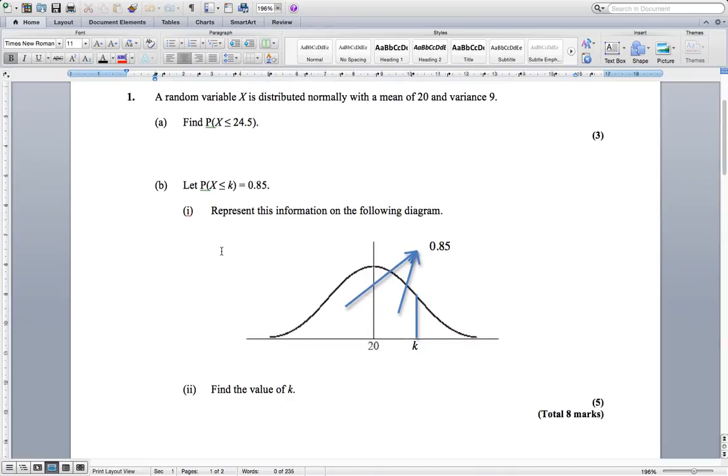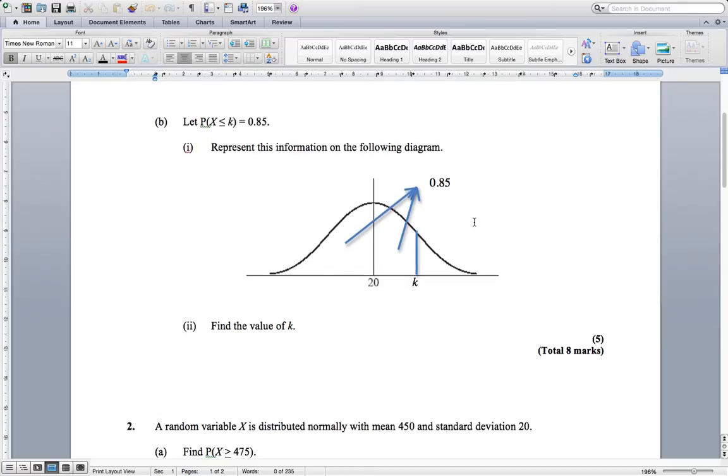Now the second one is: let P of x less than or equal to k be equal to 0.85. Represent this information on the following diagram. As you can see, I've already done it for you. So k will be to the right hand side, k will be greater than 20, and this area to the left of k is 0.85. Now using this information, you need to find the value of k.